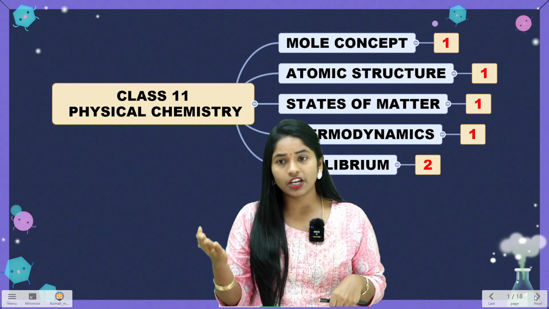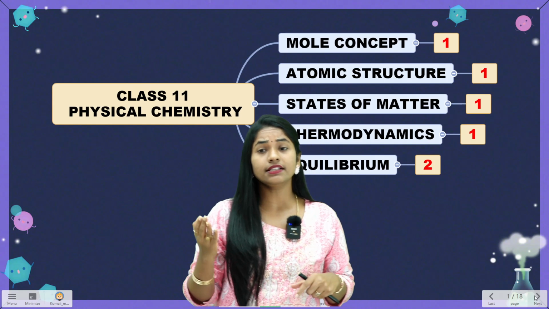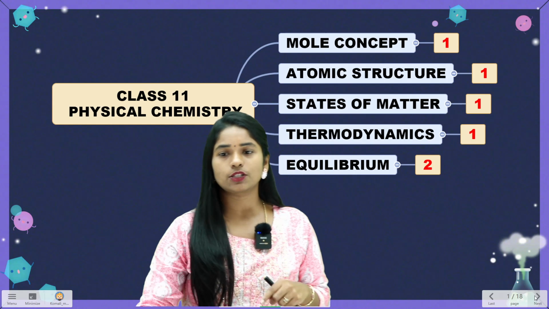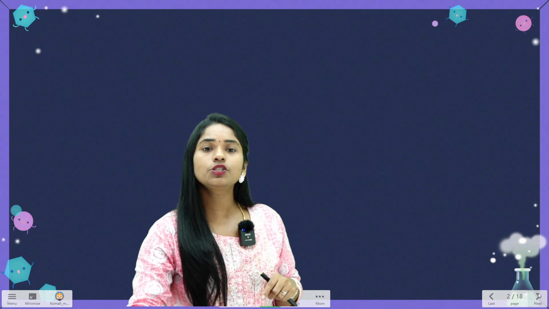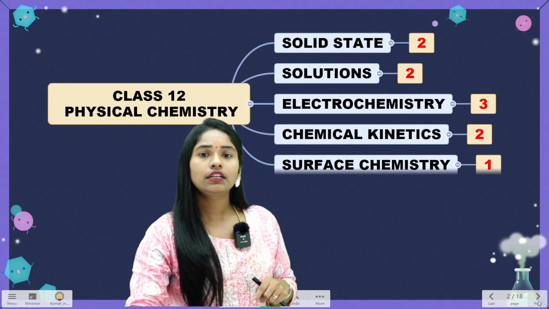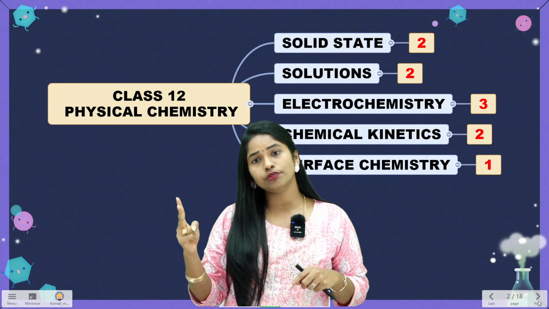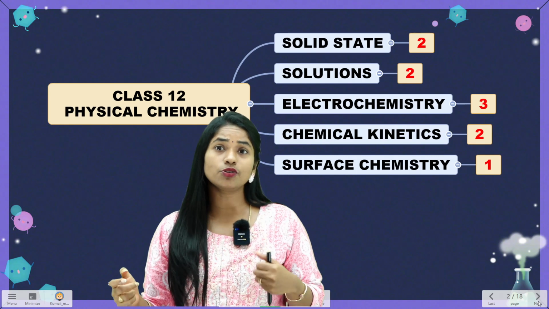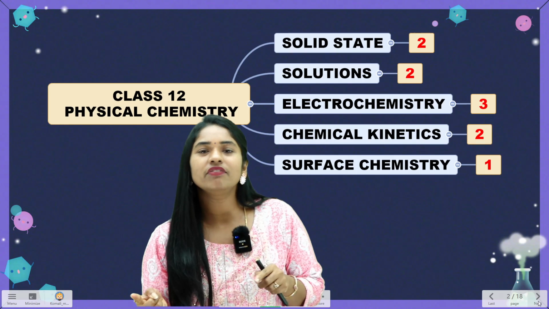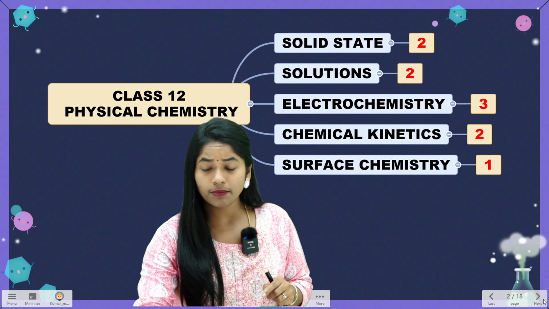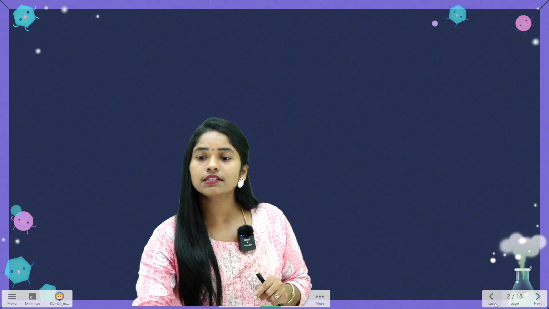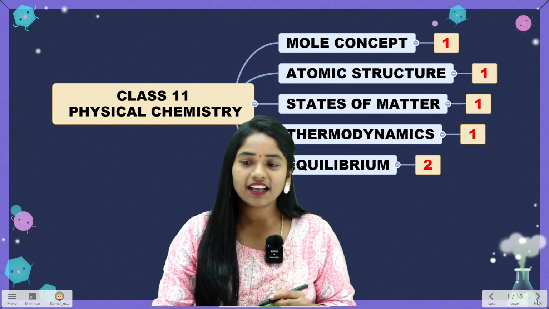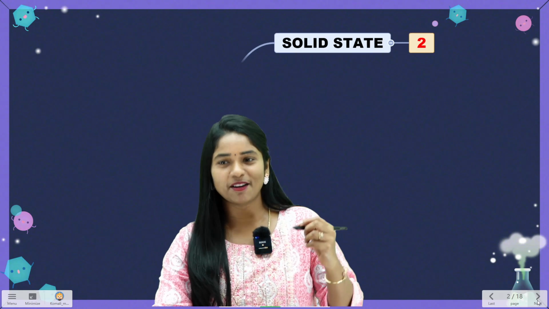Mole concept we got 1 question, atomic structure 1, states of matter 1, thermodynamics 1, equilibrium 2, total 6 questions. Coming to class 12, we got solid state 2, solutions 2, electrochemistry 3, chemical kinetics 2, and surface chemistry 1. So more weightage is given to electrochemistry here, and in class 11 to the equilibrium chapter. Now let us see each chapter's question one by one.